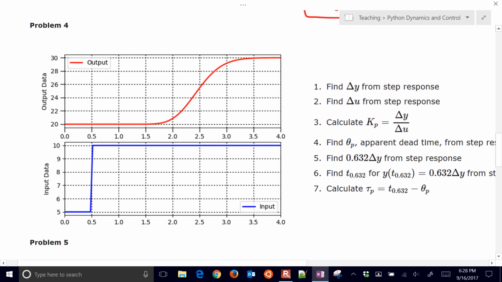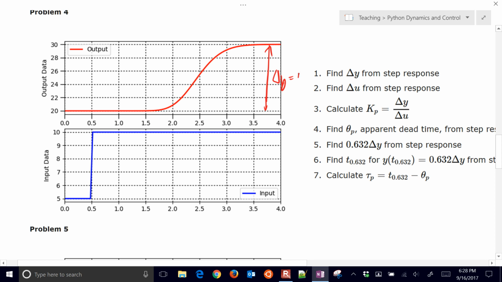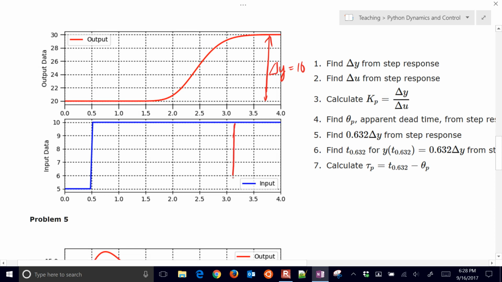This one has a bit more dead time. Delta y, you should be getting pretty fast at these. Delta y equals 10. Didn't write that y very well. And delta u is going to be equal to 5. So my gain is equal to delta y over delta u, and that equals 10 divided by 5, and that's 2.